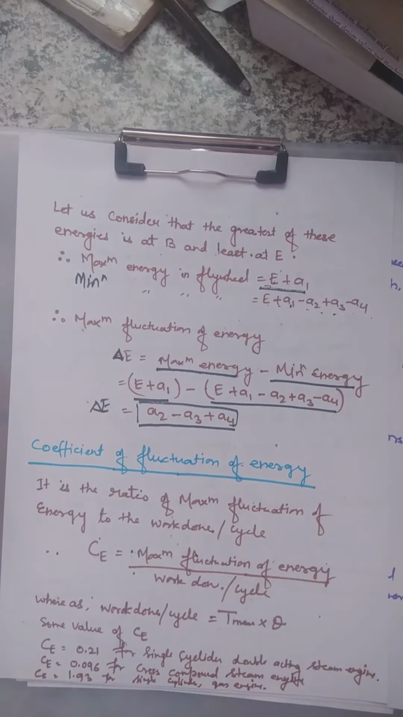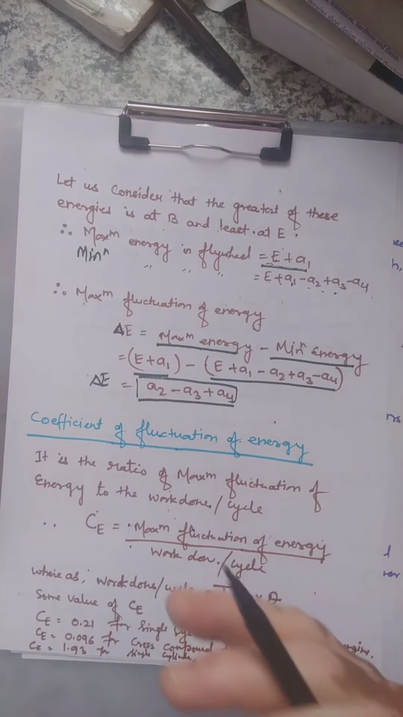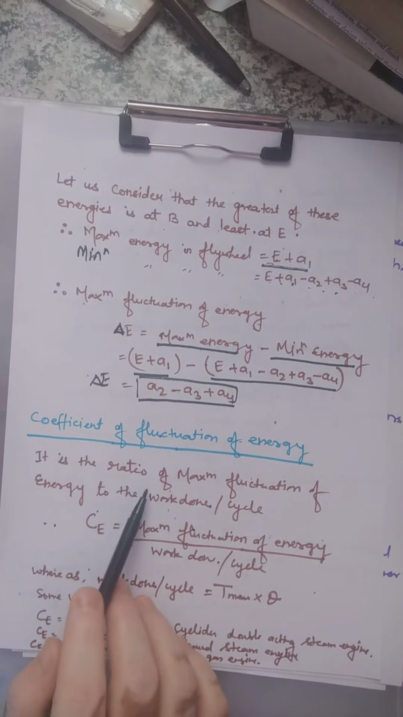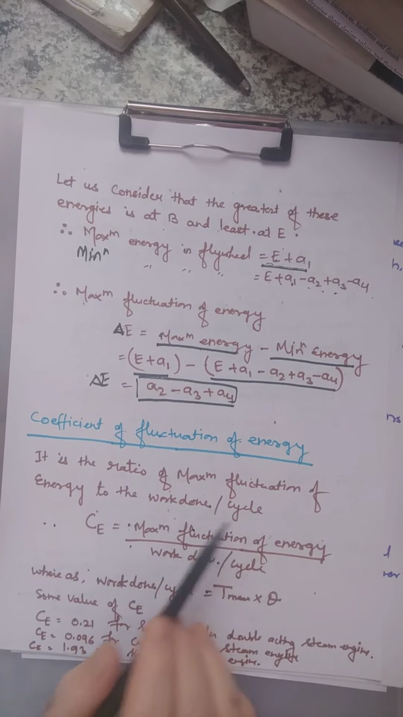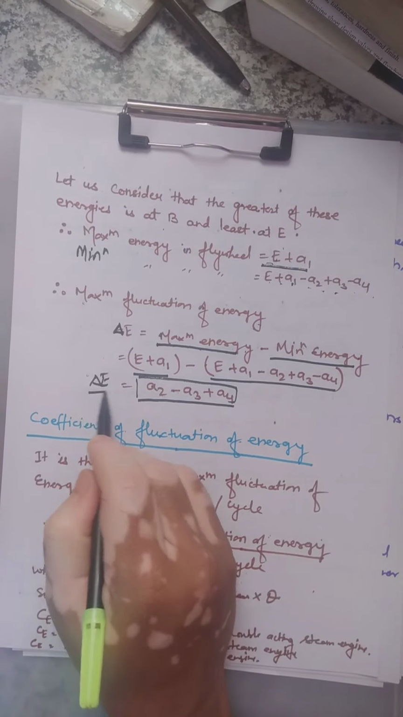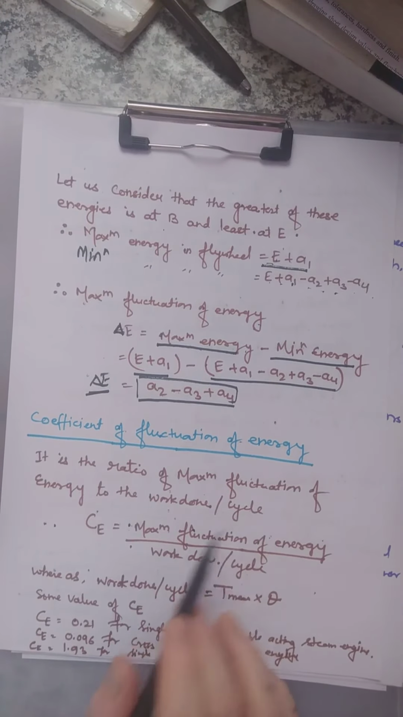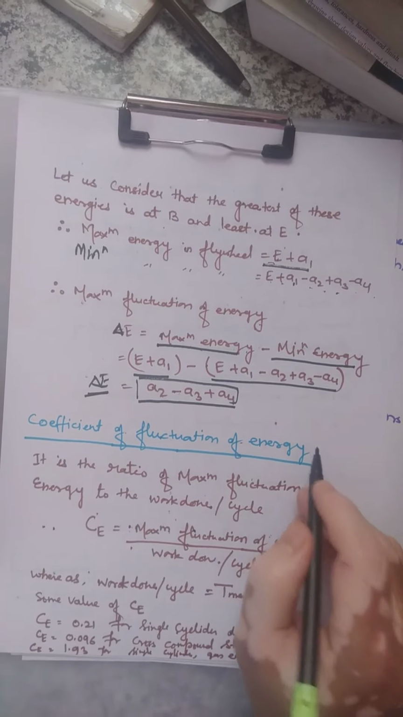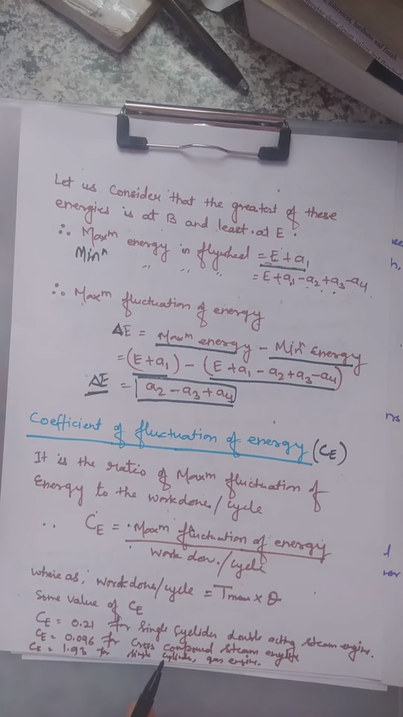Now, what is the coefficient of fluctuation of energy? It is the ratio of the maximum fluctuation of energy to the work done per cycle. That means delta E divided by work done per cycle. It is denoted as CE, the coefficient of fluctuation of energy.